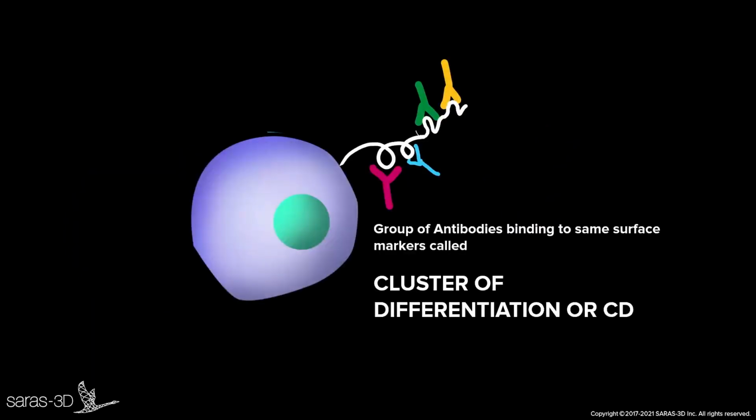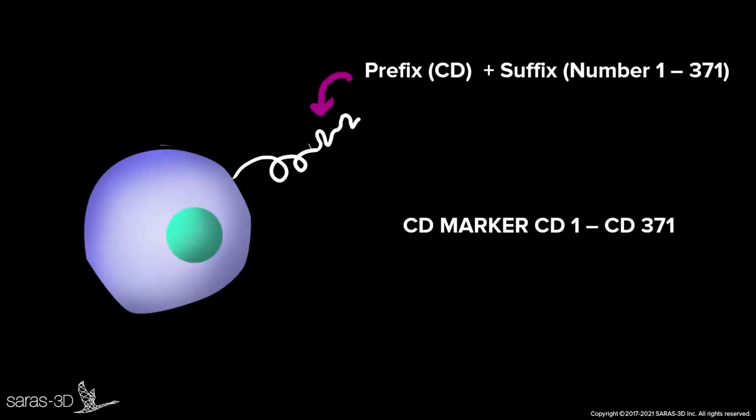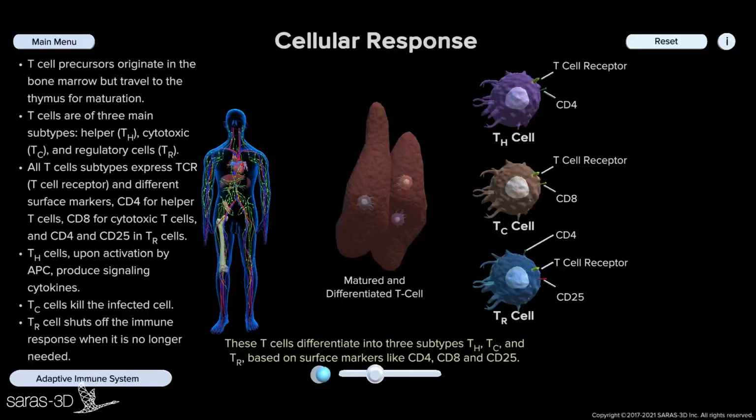So let's now understand how these molecules are designated. There is a prefix CD which is followed by a number. The number reflects the order in which the cell surface markers were discovered. At present, CD markers range from CD1 to CD371. This CD nomenclature is useful in identifying many different types of leukocytes. The CD designation tells about the cell lineage and species to which the cell belongs and the stage of maturation or activation of the cell. Now let's move back to the maturation of T cells.